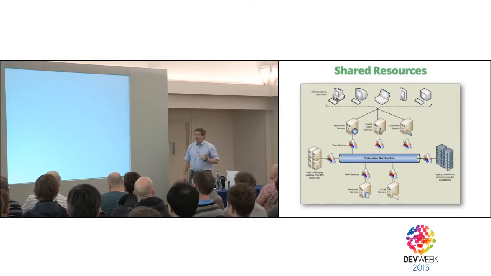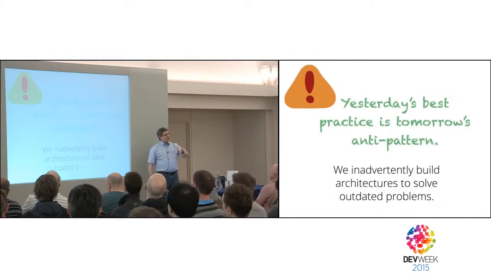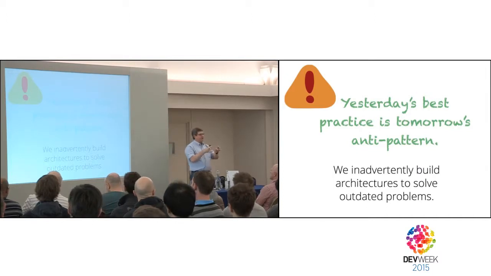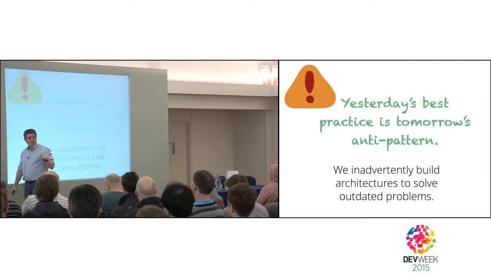The problem with that, though, is that yesterday's best practice is tomorrow's anti-pattern. We build these architectures around constraints that exist, and then those constraints disappear, and all we're left with are the architectures that reflect those constraints. I'll give you a good example of this. Probably everyone's first experience with transitive dependency and how much fun it can be is the DLL hell problem in Windows.